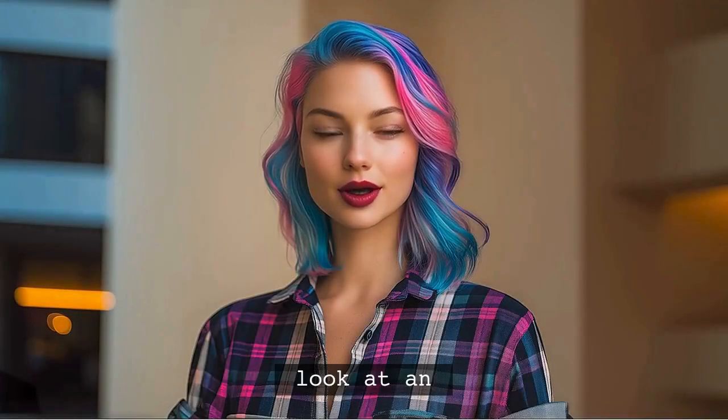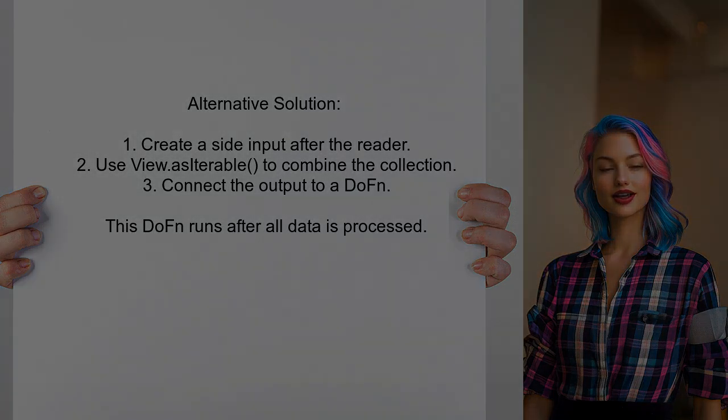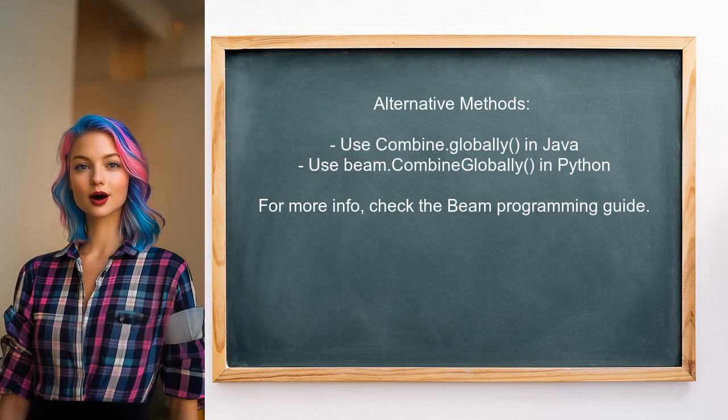Let's take a look at an answer from another user. One alternative approach involves using a side input right after your reader. By combining the entire collection with the View.iterable transform, you can connect its output to a DoFn. This DoFn will execute only after all elements have been read. Additionally, you can achieve similar results using Combine.globally in Java or beam.CombineGlobally in Python. For more details, refer to the Beam programming guide.